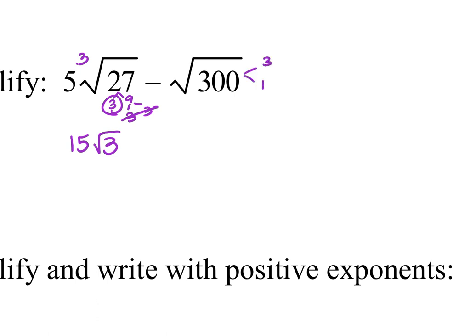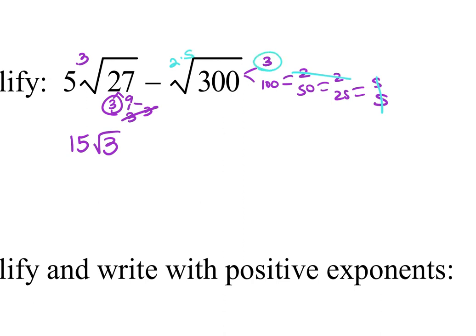300 would be 3 and 100, which is 2 and 50, 2 and 25, 5 and 5. Or you could have broken 100 into 10 and 10 and taken it out there. That's fine too. From here, I'm going to cancel out. The 2 2s come to the outside, and the 2 5s come to the outside. The 3 is left underneath.